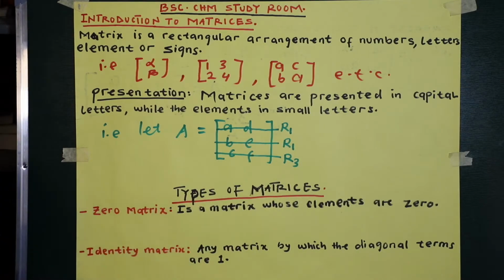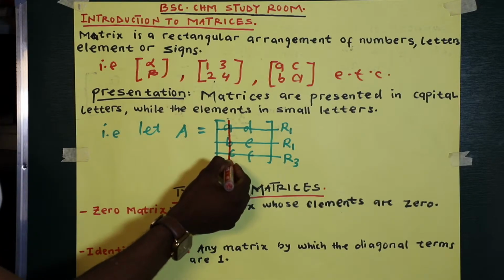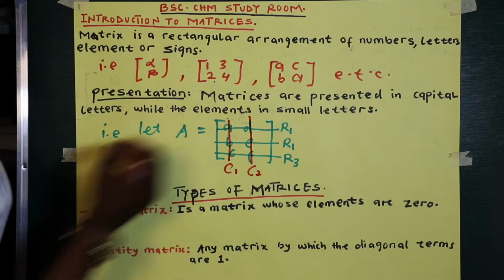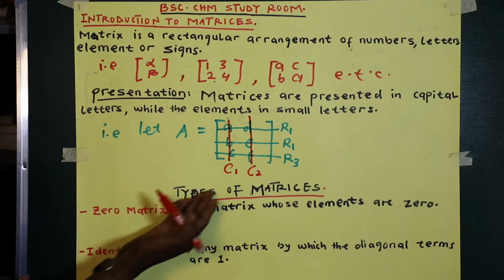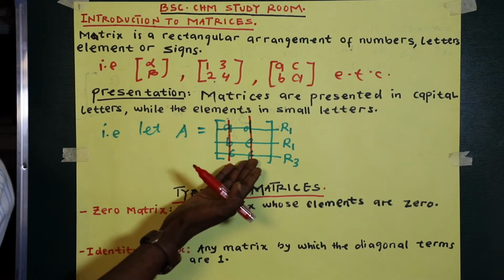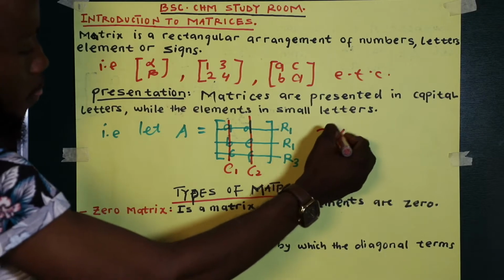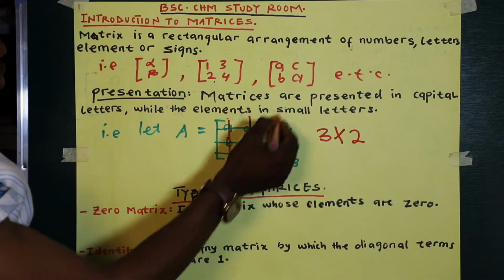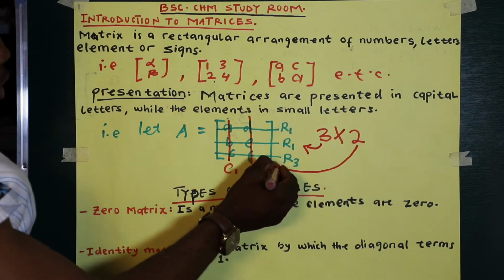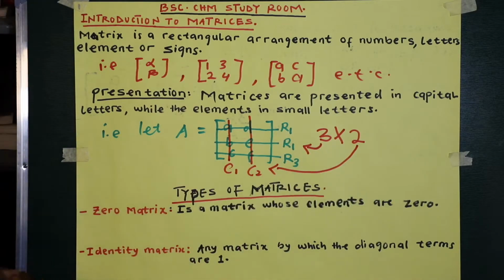So let's see how many columns we have inside this matrix. This place represents the column C1, C2. Therefore, this matrix has 2 columns and 3 rows. So we can write the order of this matrix as 3 by 2. We first write the rows. These 3 represent the rows and these 2 represent the columns. So this is the order of this matrix, 3 by 2.